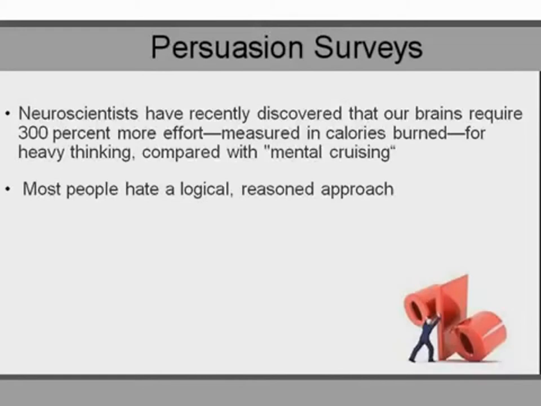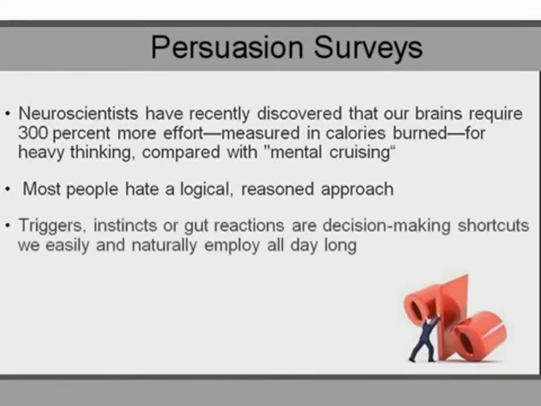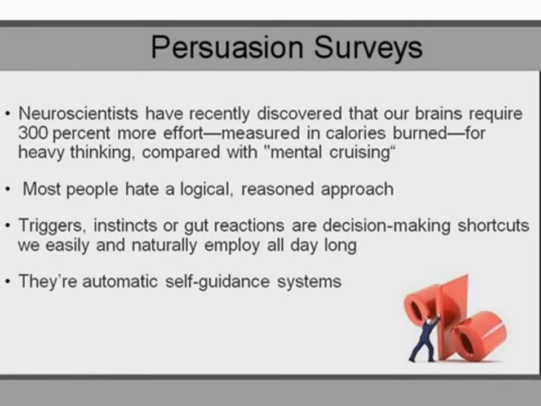Luckily for us, our brains are hardwired with mechanisms that help us make good decisions without painstaking analysis and reasoning. These mechanisms are known as triggers, but you can also think of them as instincts or gut reactions. Essentially, they're the decision-making shortcuts we easily and naturally employ all day long. They are our automatic self-guidance systems. We often don't even realize we're using them. Put simply, triggers are our navigational aids. They help us make easy, non-analytical yet correct decisions. There are several major triggers we all depend on to help us easily make quick, automatic, and correct decisions.